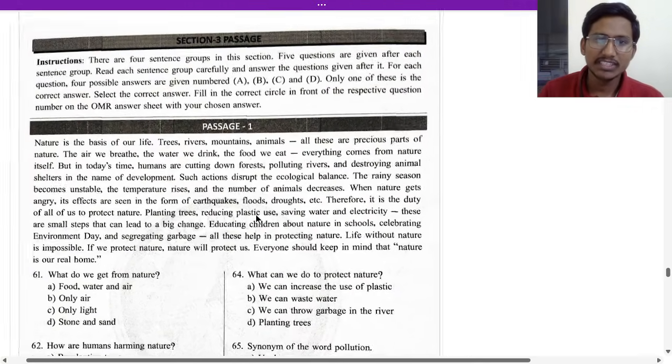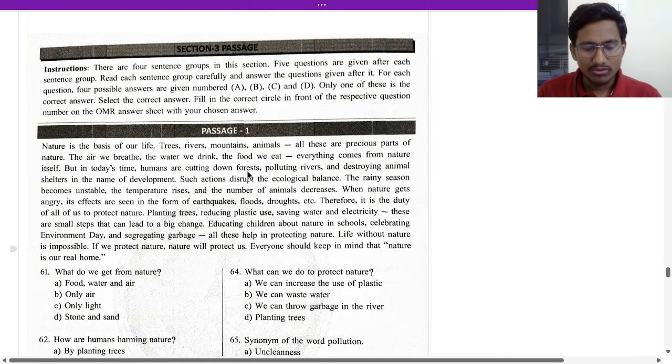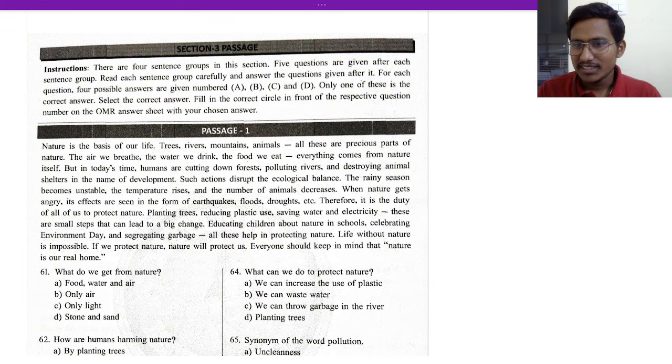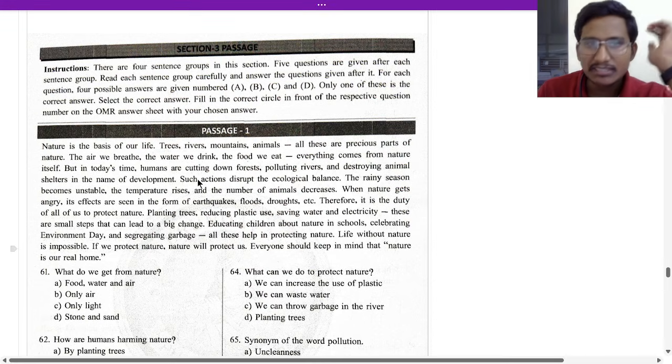Now let us go to the next part, that is section 3. That is English. Section 3 is English, students. So here I will read the passage.